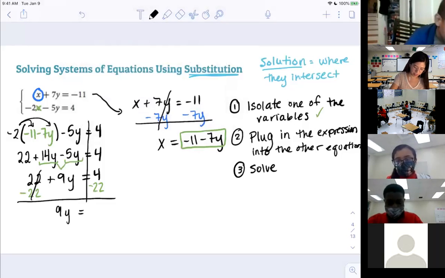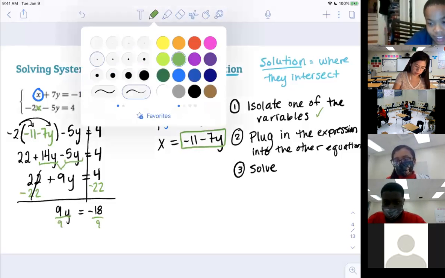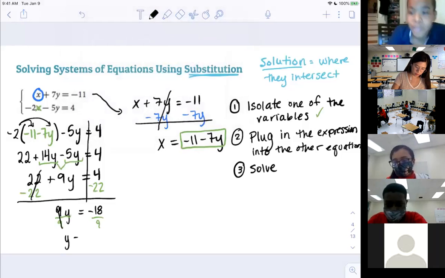Good, Tyrone. Negative 18. And finally, y equals -2. Yes, I divide by 9 on both sides and I get y equals negative 2. So I just skipped a whole step.